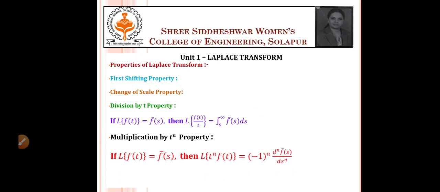So when the function is divided by t, you have to integrate f bar of s. When it is multiplied by t, you have to differentiate it. We will see some examples. The question will be obviously the same one, that is find the Laplace transform of the following functions. The first example, t into 3 sin 2t minus 2 cos 2t.